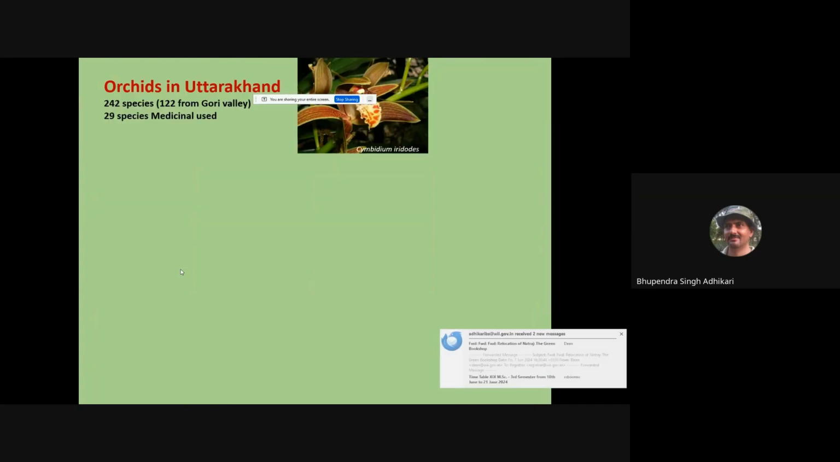Coming to orchids, as we know there are 1200 odd species of orchids found in India. But in Uttarakhand there are 242 species of orchids, of which 122 species are found in Gori Valley, which is near this Dolly area, and it is within a very small area. We can say that in a 15 square kilometer area we have 122 species, almost half of Uttarakhand's orchids. And of these, 29 species are being used as medicinal orchids.